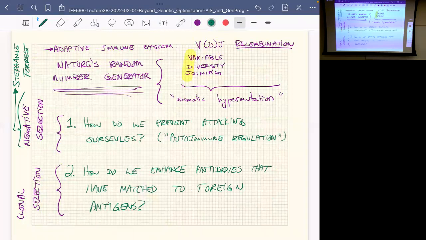All right, I see a question online. So VDJ generates a bunch of antibodies, and negative selection takes out those that may attack us. That's a decent way to summarize it: VDJ is the mechanism used to generate diversity in antibodies. Some of those antibodies would attack self, and I'll get to that in a second.